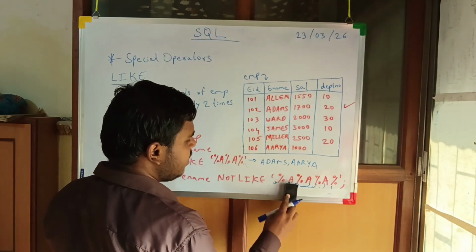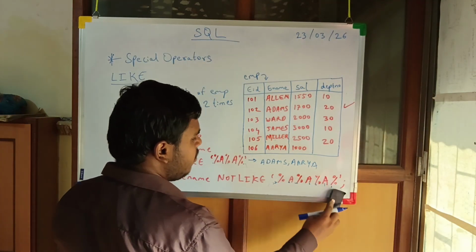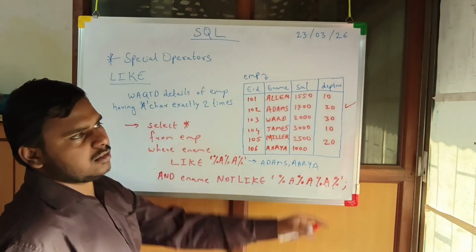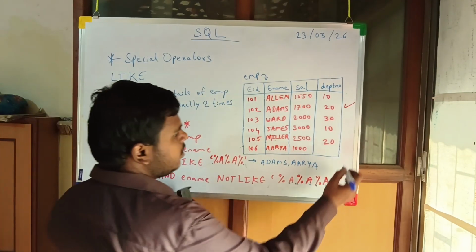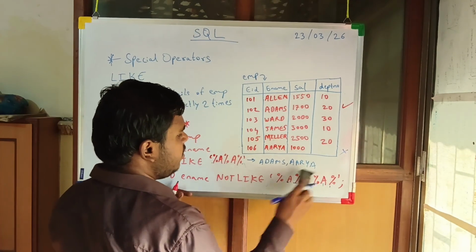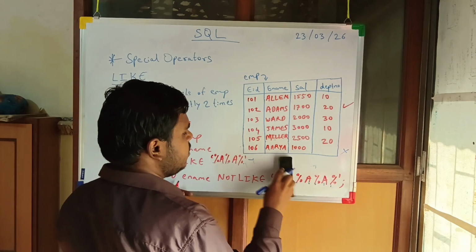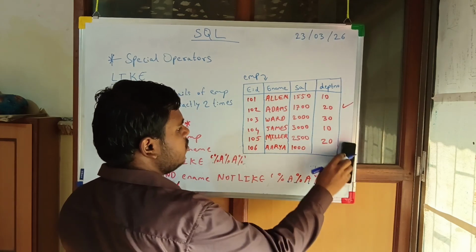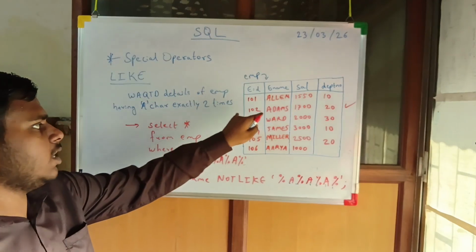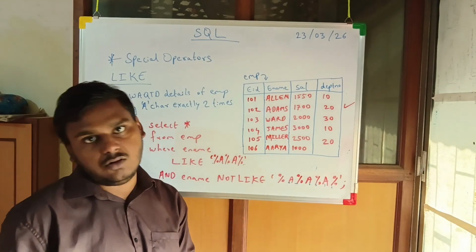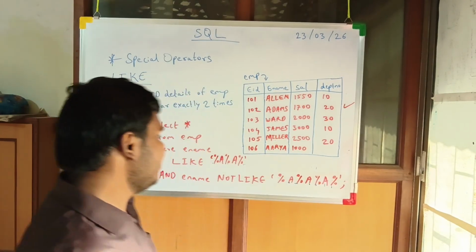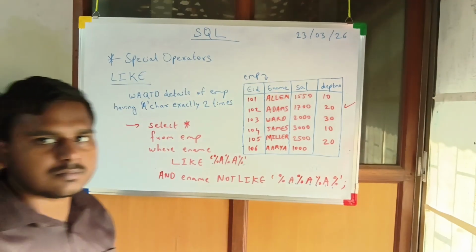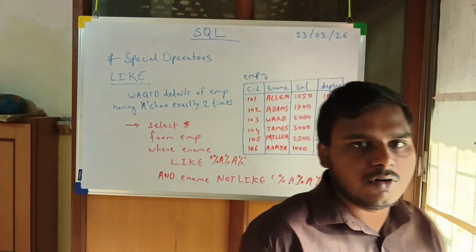So Arya is accepted. Arya accepted means it will reject the name. So Arya will not be selected. So our final output will be Adams. Adams is the final output, meaning the second record will be displayed as the final output. I hope you have got what I mean to say.